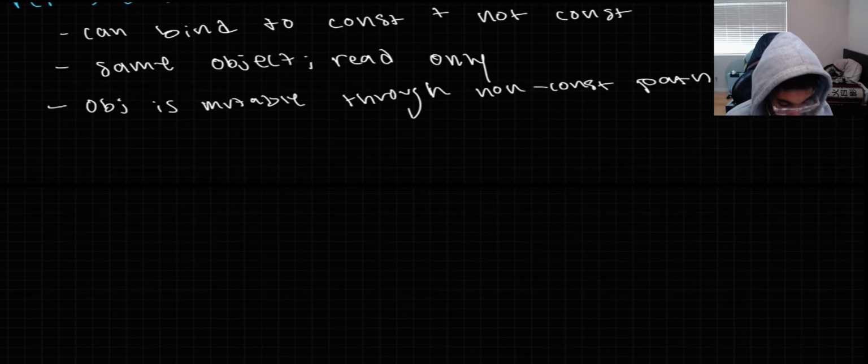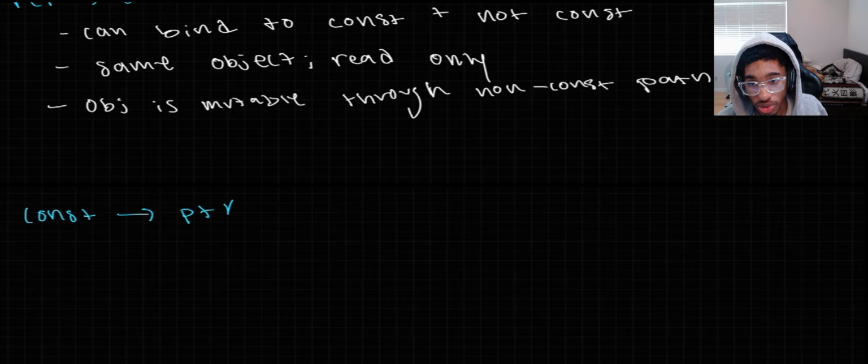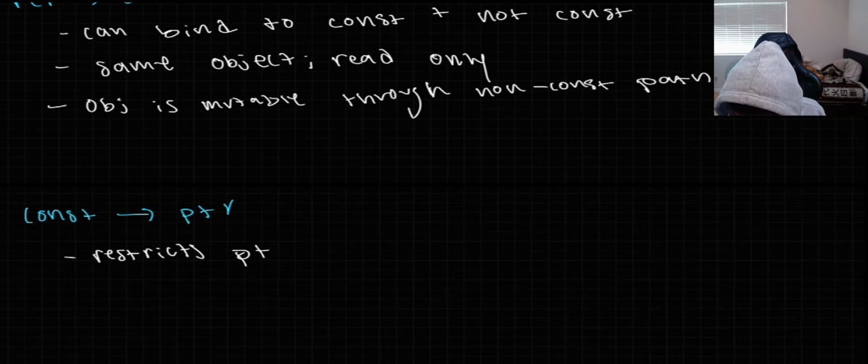Then what else do we have? We have a const to a pointer. What is this? A const to a pointer, all it does is restrict the reseating of the pointer, meaning that whatever the pointer points to, it cannot point to anything else. But I guess it shouldn't be a const to a pointer, it's a const pointer. So restricts pointer reseat.